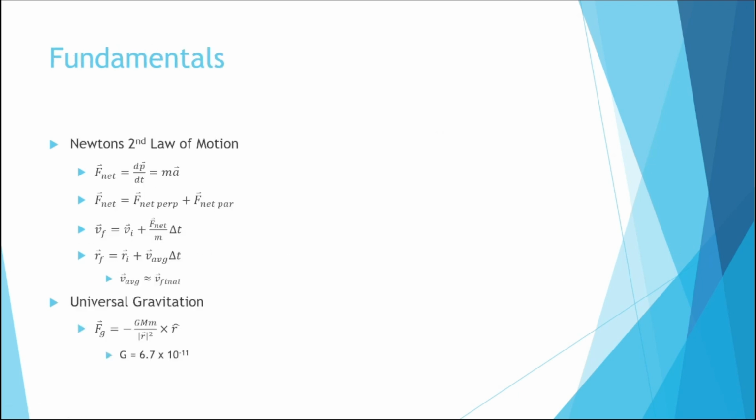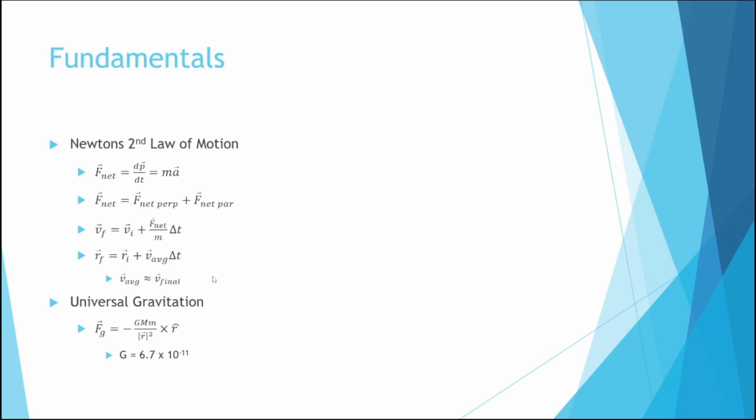The fundamentals in this lab include Newton's second law of motion, which gives that the net force is equivalent to the change in momentum over change in time, or mass times acceleration. We also know that the net force is equal to the perpendicular net force plus the parallel net force. And also from Newton's second law of motion, we can get the velocity update and the position update formula. Also, since gravity was the only force in the system, which is not a constant force, we can assume that V average is approximately V final.